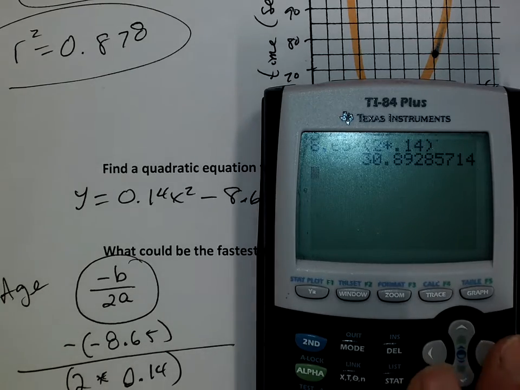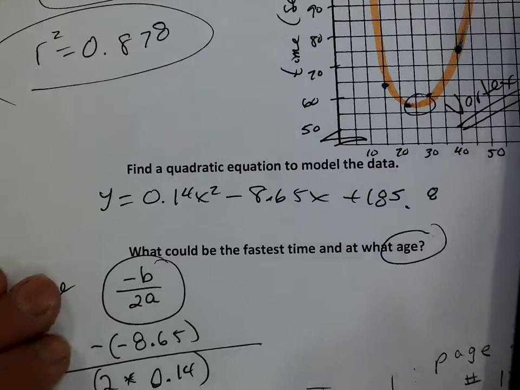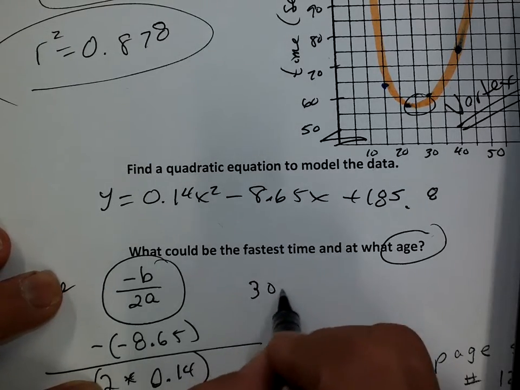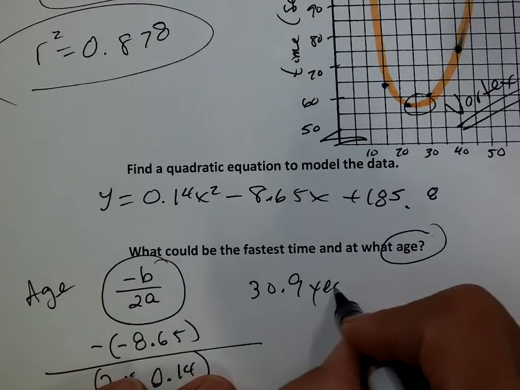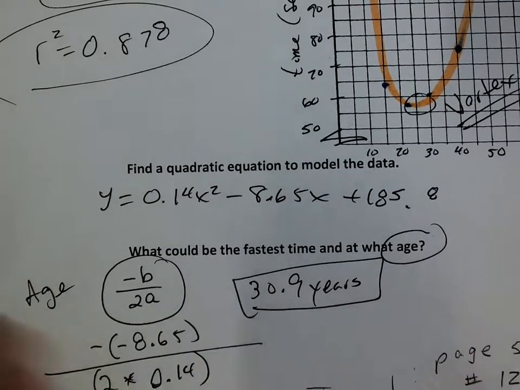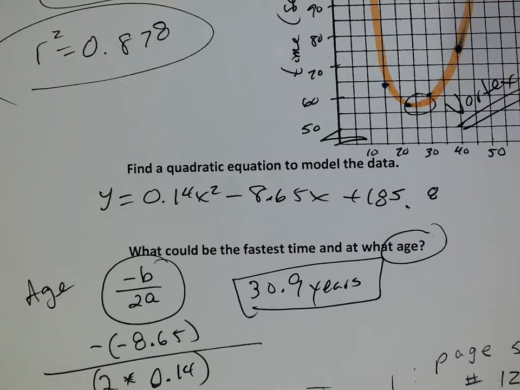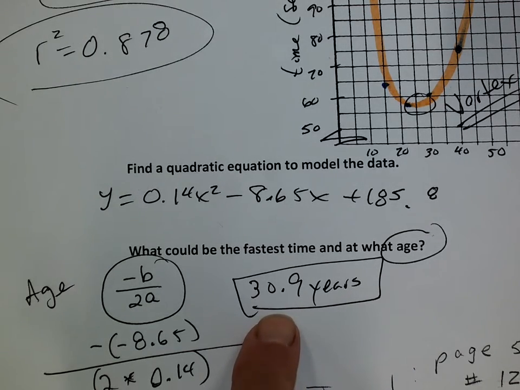I get about 31 years old, okay? 30.9. So about 30.9 years old would run the fastest. And then it's all down here from there. And that's probably true about the Olympics anyway. You are at your best right around your early 30s, and then you start to get slow because you get old. Now, what is that time?